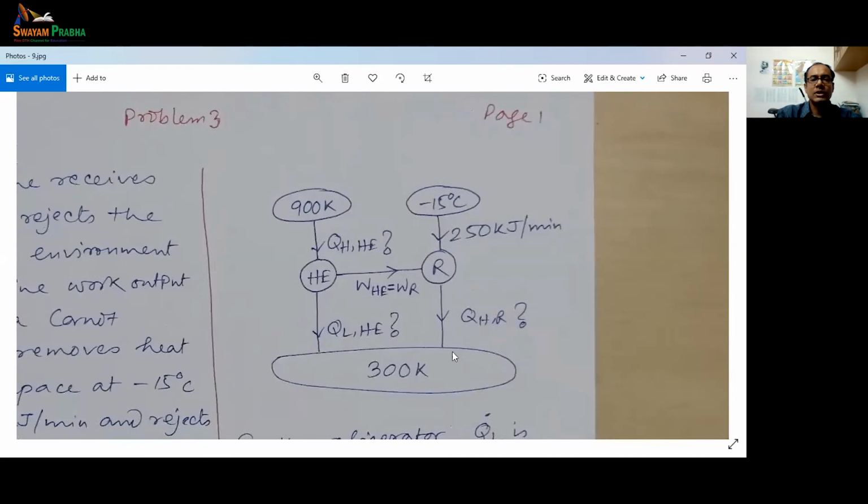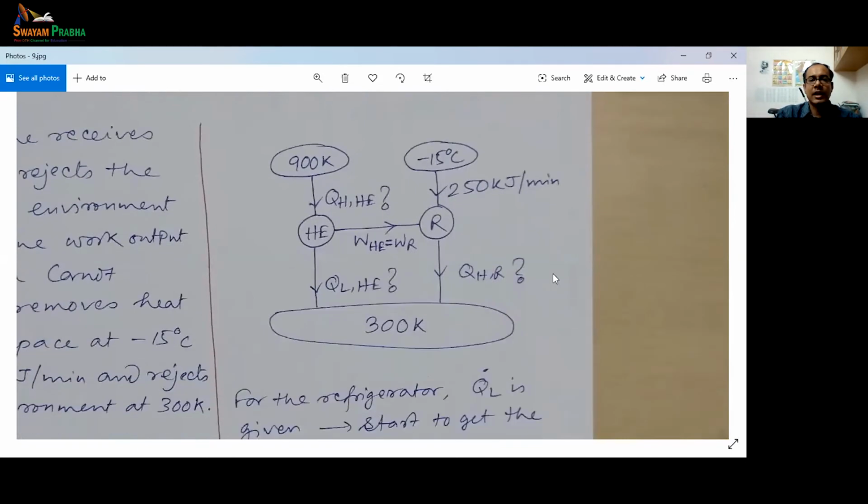So if we draw the schematic diagram, you can see on your left hand side it is the heat engine that is taking up heat from the 900 Kelvin source, at a certain rate QH, which we don't know, which we need to find out.